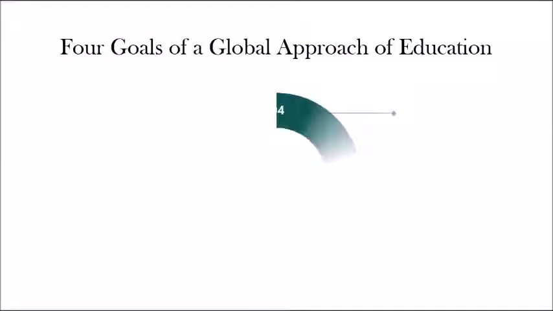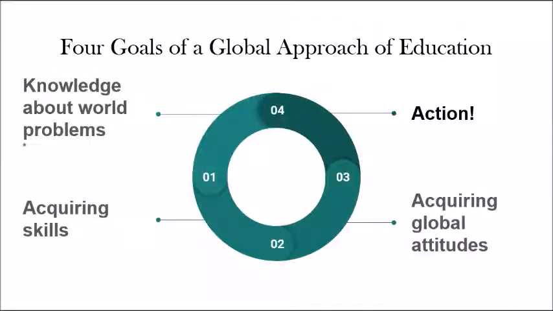There are four goals of the global approach to education. Number 1, knowledge about world problems. Number 2, acquiring skills. Number 3, acquiring global attitudes. And finally, tangible action.